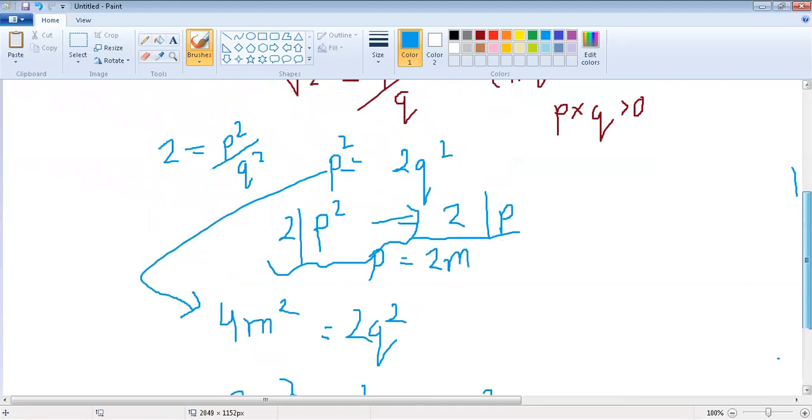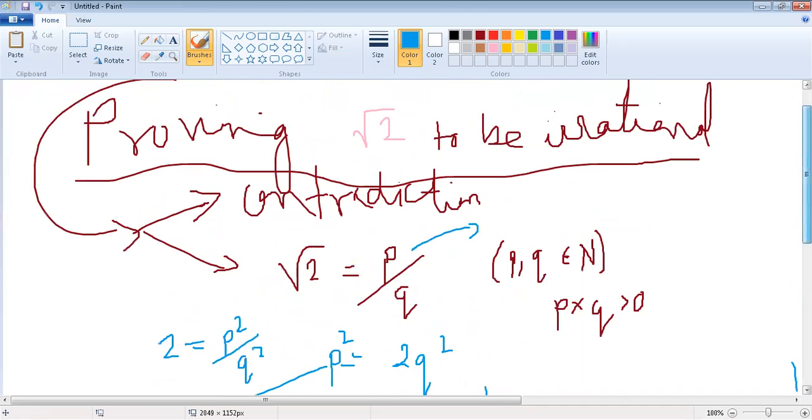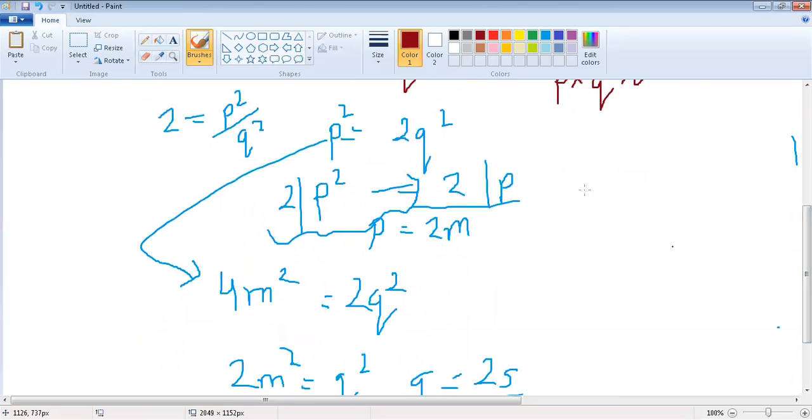Now we see the original equation reduces to root 2 equals m over s, when I replace p by 2m and q by 2s to cancel out. So again we come back to the same condition. So actually again this tells p and q are multiples of 2, I mean large multiples.